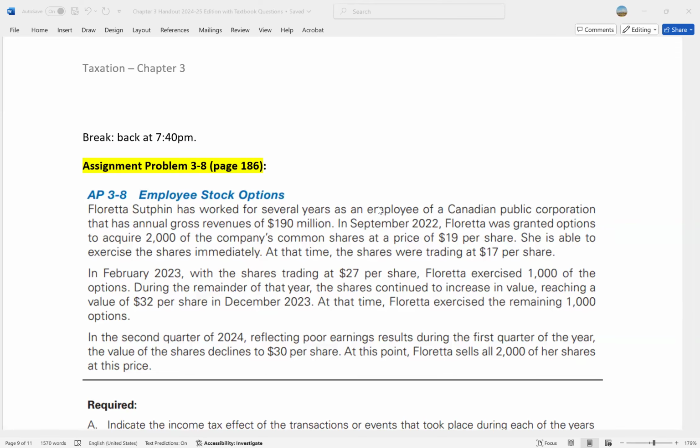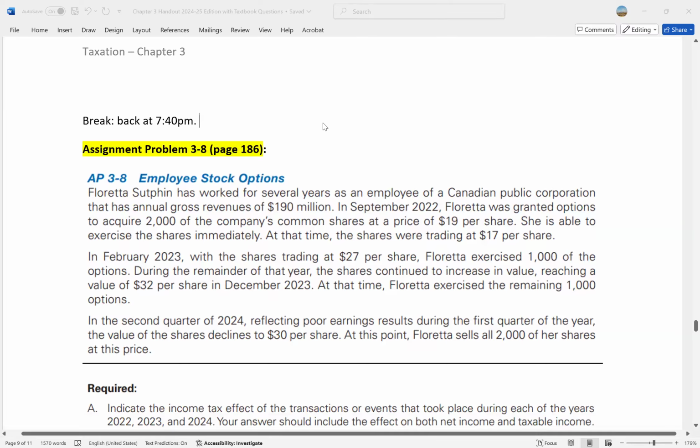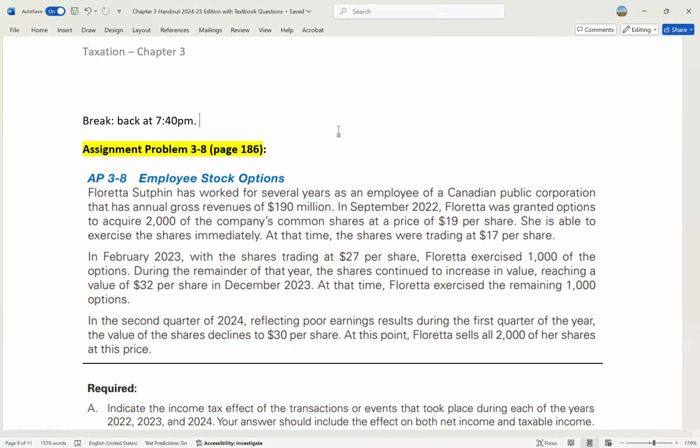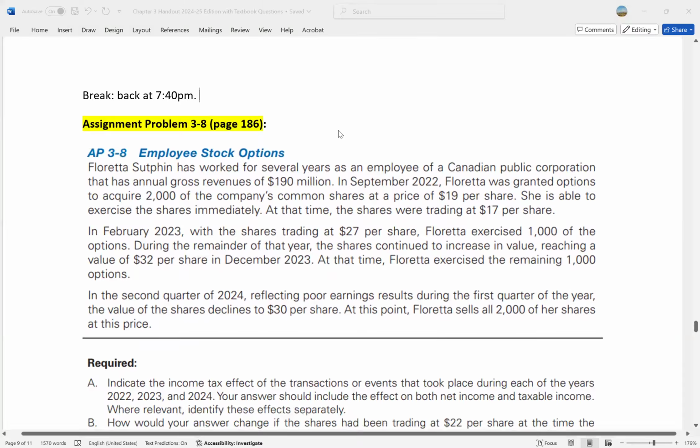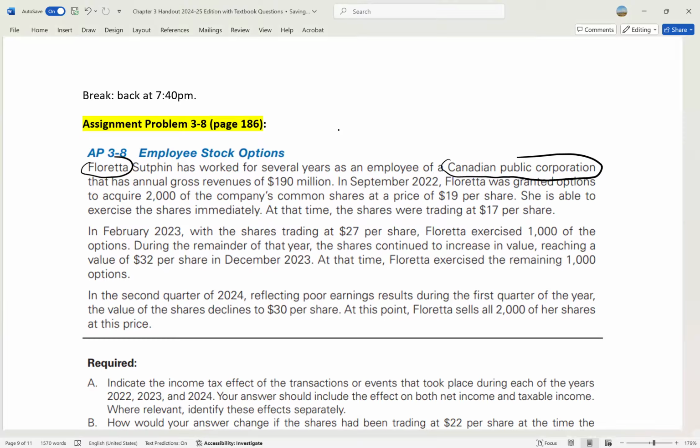We're going to look at assignment problem 3-8, which is going to help us, again, understand stock options. So we have this employee, Loretta, and she's worked for several years for this Canadian public corporation. And in September 2022, she's granted options to buy 2,000 of the company's shares at a price of $19. At the time, the shares are traded at $17. So this is what we mean by the grant date.